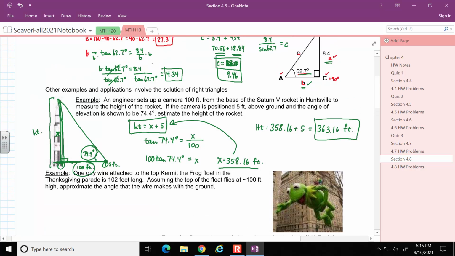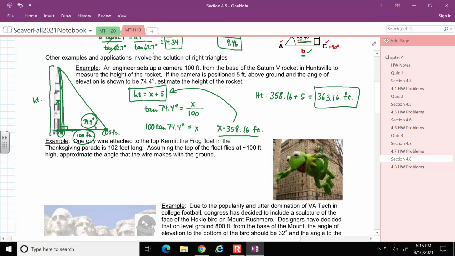Okay, so next question's a good one. A guy wire attached to the top of the Kermit the Frog float in the Thanksgiving parade is 102 feet long. Assuming the top of the float flies at 100 feet high, approximate the angle that the wire makes with the ground, or whoever's holding it, I guess we'll say in this case.